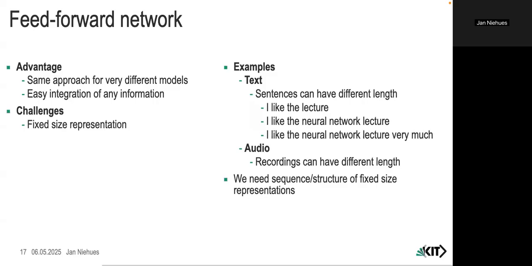So if you think about a sentence, it can be: I like the lecture, I like the neural network lecture, I like the neural network lecture very much. These are not all the same sentences, but they're at least related. And they all have different lengths. So you cannot somehow encode them easily and do something. If you want to be able to handle all these inputs, you might need some type of different architecture to do that.